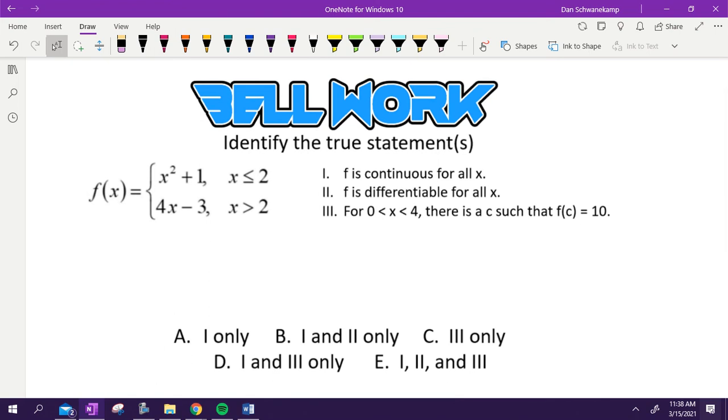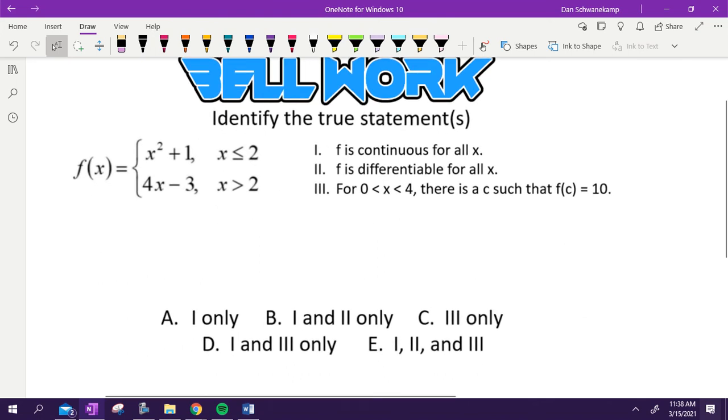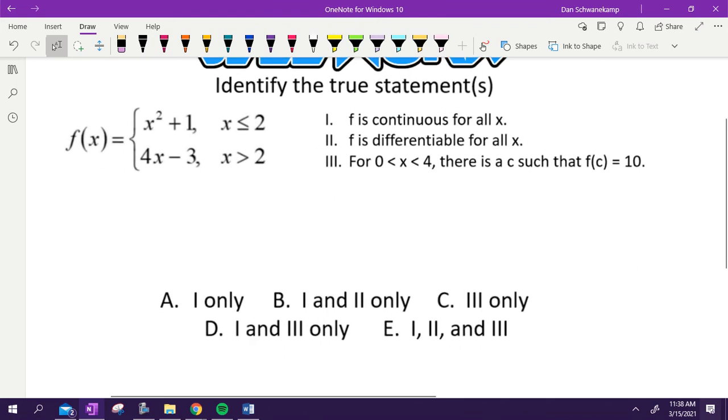All right, today we are reviewing 2.2c, which is all the power rule, product rule, quotient rule stuff. We'll throw in some other things as well, and Bell work here today is going to do some of those other things, but we'll get to them. Okay, identify the true statements.